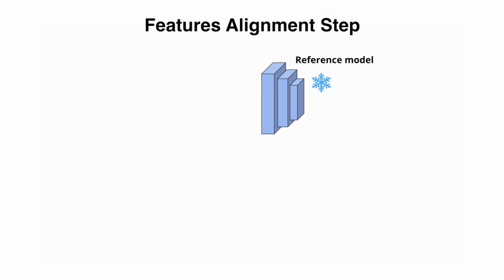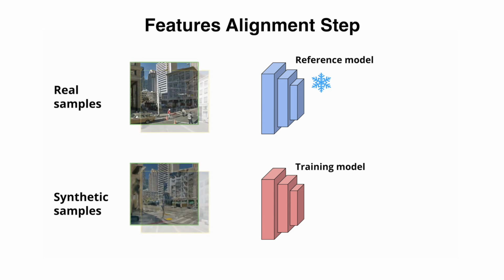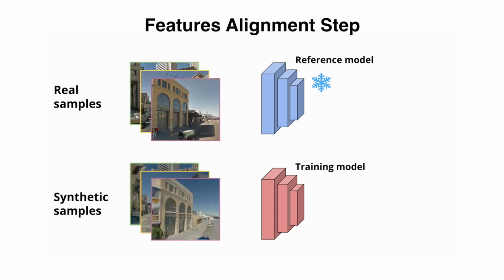This domain gap is addressed by the core step of MeshVPR, the features alignment step. We begin by downloading a pre-trained VPR model, which we depict in blue. This model will only be used to extract features from real samples, so it will not be further trained. We utilize a second model and we initialize it with the weights of the reference model and train it to learn the alignment of features from synthetic samples to real samples.